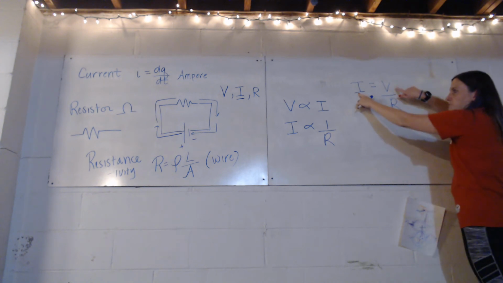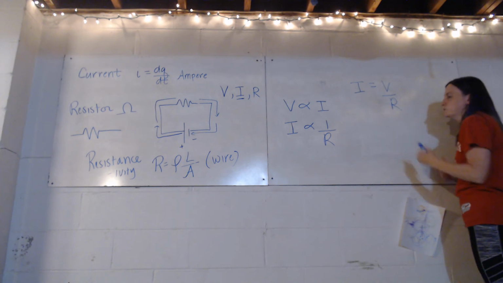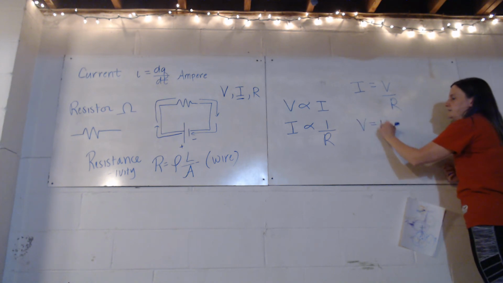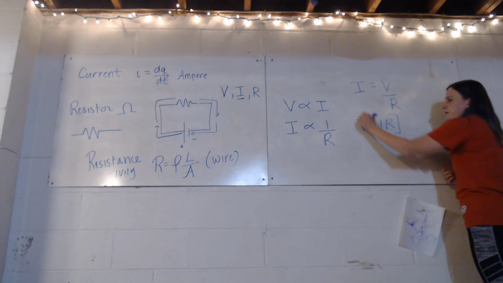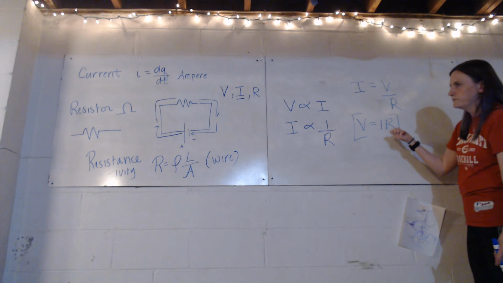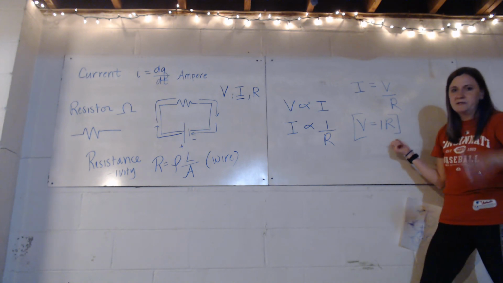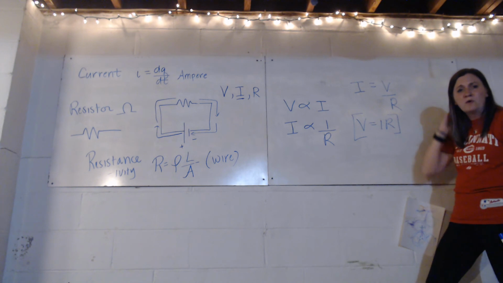So I is directly related to electric potential, inversely related to resistance. And we often see that rewritten, because who likes a fraction, as V is equal to I times R. This is Ohm's law, and when in doubt, throw it on your AP test. When in doubt next year in college, write it down. It is just used so often.